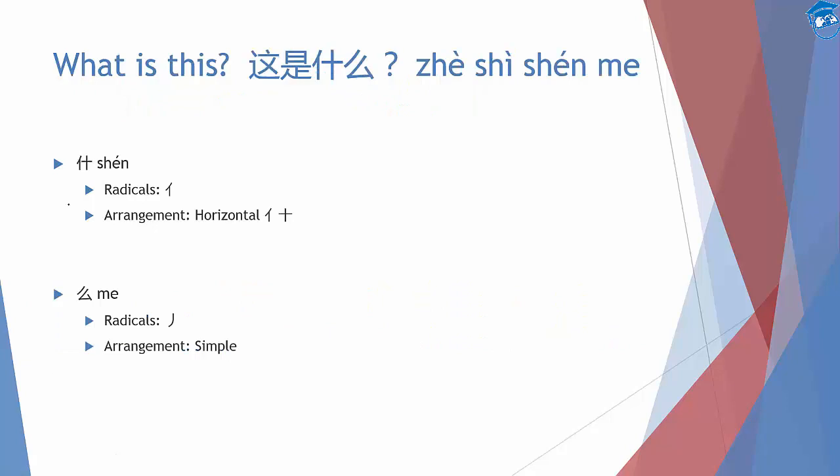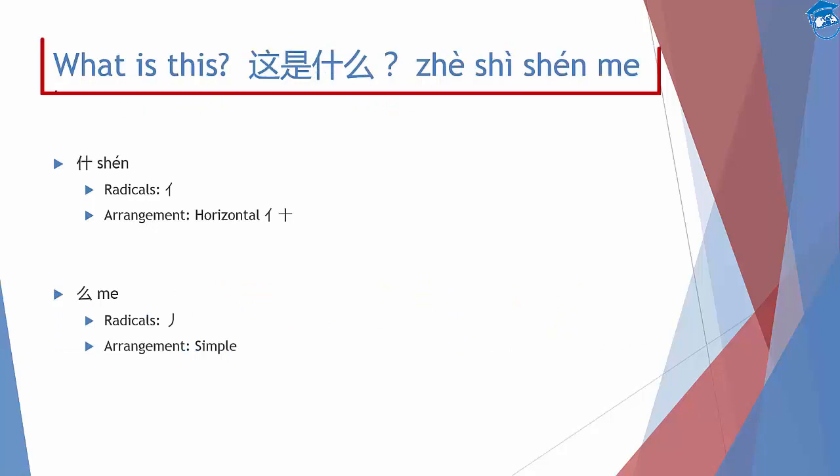Okay, and this is a very simple question. What is this? The way we ask is 这是什么? And the answer you will expect is 这是 something.